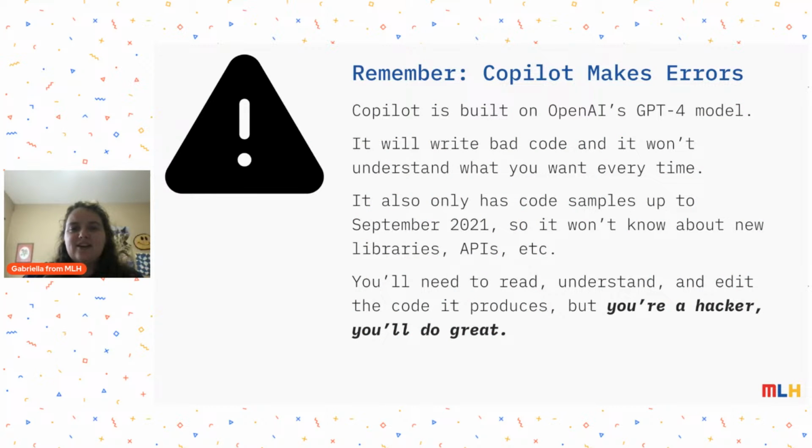GitHub Copilot makes errors. You want to make sure that when you're using Copilot, you're doing so mindfully. It's built on OpenAI's GPT-4 model. It works very well most of the time, but on occasion it will write bad code and it won't understand what you want to do every single time. So you want to make sure that you are reading through and vetting everything before you deploy it to anything, before you're submitting it as a school project.